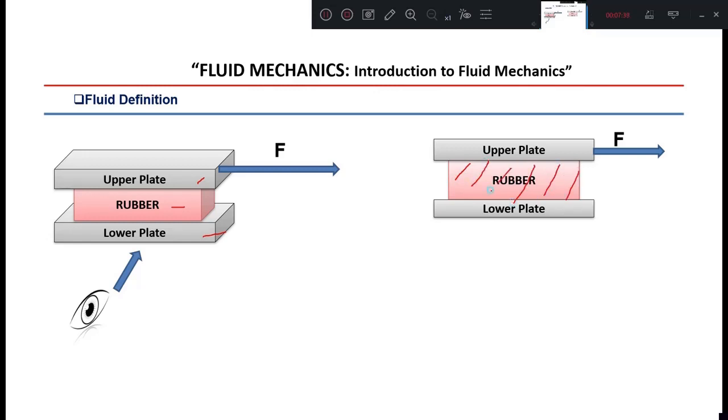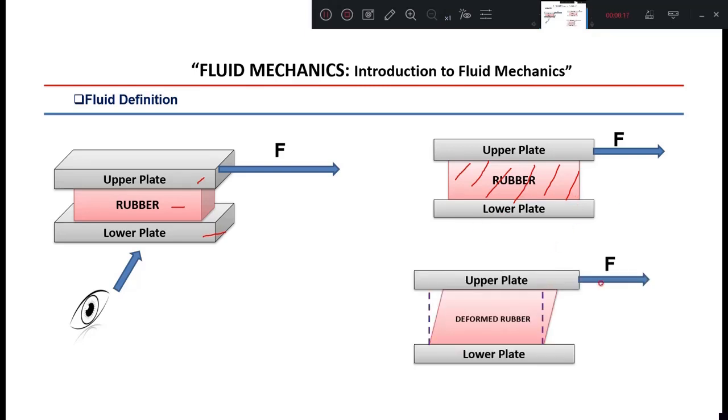This is a solid object and the force is being applied. Let us apply a force F of a certain specific magnitude to the upper plate in the horizontal direction. Due to this horizontal force, the rubber that is held tightly between the two plates will start deforming and eventually acquire a new shape. When the force is applied on the upper plate, the rubber gets deformed, and this is the deformed shape of the rubber.